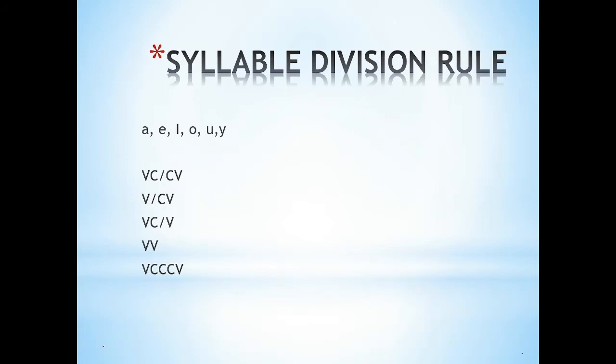We will be dividing a big word into syllables with the different divisions that are possible. We will use vowels and consonants. So V is for vowel and C is for consonant. The different patterns are VC/CV, where it is broken between the 2 consonants, or V/CV, where it is broken between the vowel and consonant. Similarly, the other patterns VCV, VV and VCCV.